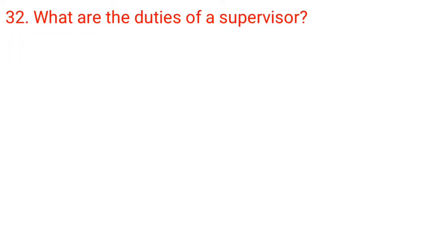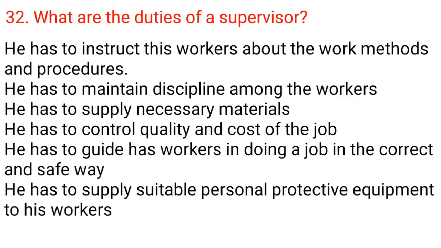32. What are the duties of a supervisor? He has to instruct his workers about the work methods and procedures. He has to maintain discipline among the workers. He has to supply necessary materials. He has to control quality and cost of the job. He has to guide his workers in doing a job in the correct and safe way.